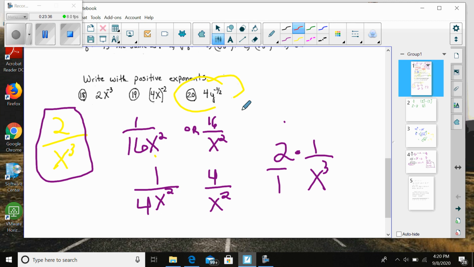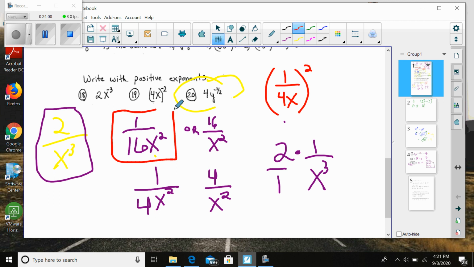So what happened is this brings the entire quantity downstairs. So if I follow that rule, take the reciprocal of the 4x and then square that quantity. Okay, so the whole 4x comes downstairs because it was in parentheses, and so this would be the correct answer.